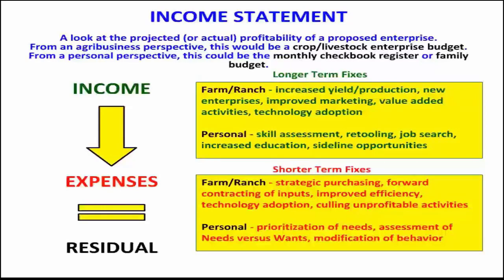This is no different than me collecting a paycheck from A&M once a month. My wife spends the money every other day of the month, and I do too. And our goal as a family financial goal is to hopefully have something left at the end of that month. And that's called the residual. Our checkbook is essentially our income statement for our family. It's the same approach you would want to take when evaluating any new enterprise.